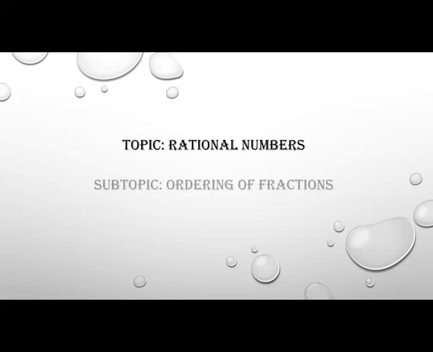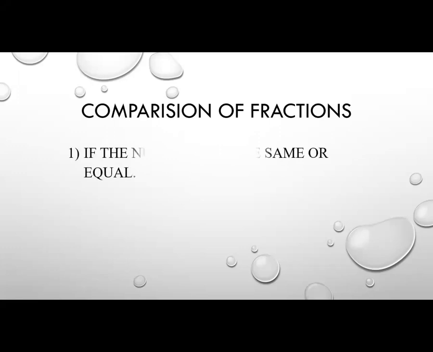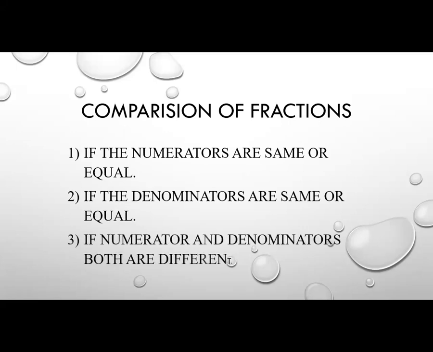Today I am coming up with the topic rational numbers, and our subtopic is ordering of fractions. Students, we have three conditions to order the fractions. One is if the numerators are same or equal. Second is if the denominators are same or equal. And the third is if numerator and denominators both are different.